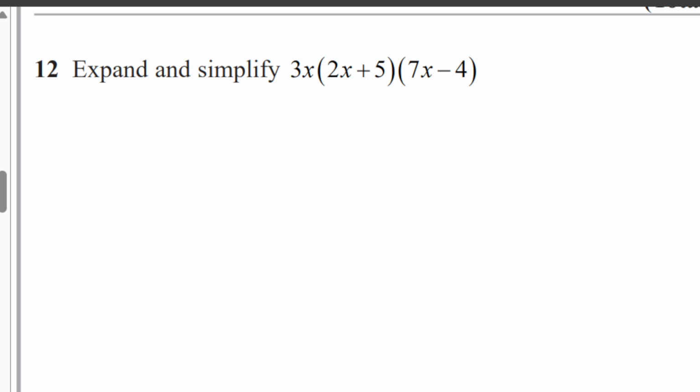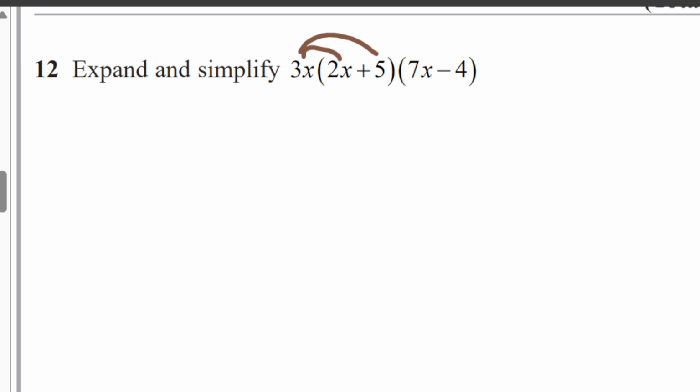Question 12 is 3 marks. The question says expand and simplify. Let's do this question together. What I will do is I'll first multiply here and there. Once I'm finished, I'll then look at this later. So for now, don't think of this.